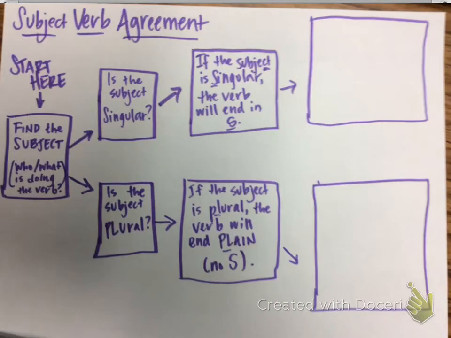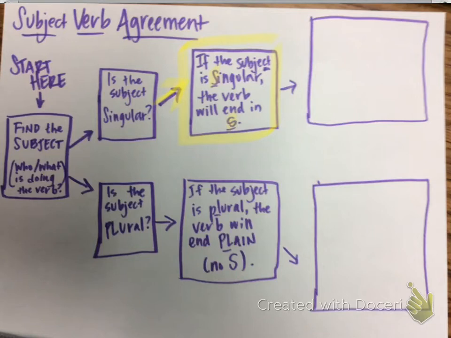Now we're continuing. Let's just say our subject is singular. So now we're going up again. Now we're going to fill in this box. If our subject is singular, the verb will end in S. This is a pretty easy thing to remember because singular starts with an S, so your verb is going to end in an S. Lots of times you'll hear this referred to as a singular verb.